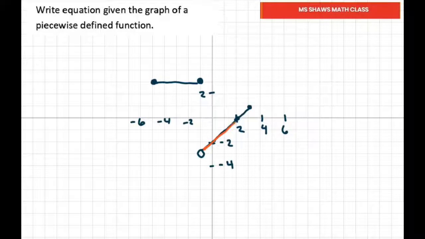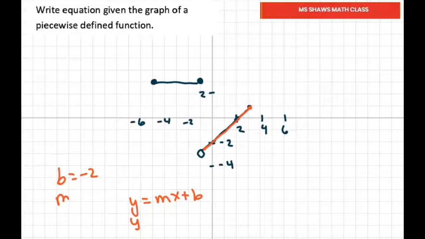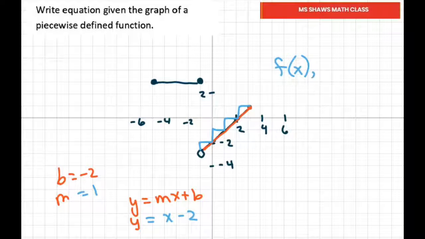So this is a line. It's in this form: y equals mx plus b. Our y-intercept is -2, so b equals -2. And our m, let's look at the slope. We're going up 1 over 1, up 1 over 1. So the slope equals 1. So the equation equals x minus 2. So for this one, my equation is going to be x minus 2.